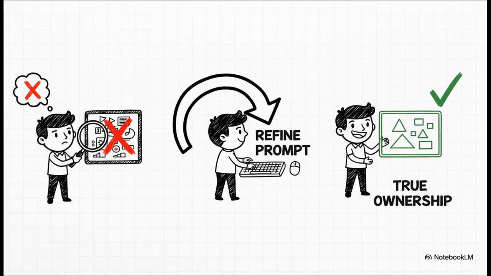But here's the secret sauce. The real learning doesn't happen when they generate that first image. It's in the critique. It's when the student has to look at what the AI made and say, wait a minute, that's not scientifically accurate. Then they have to go back and refine their prompt to fix it. That whole cycle fosters true ownership and a much, much deeper understanding.